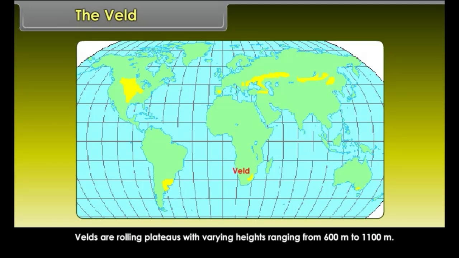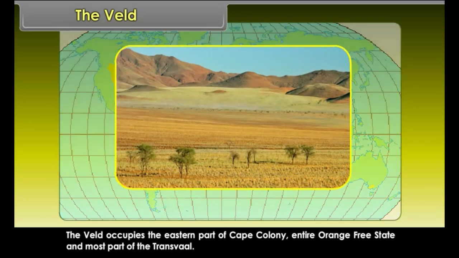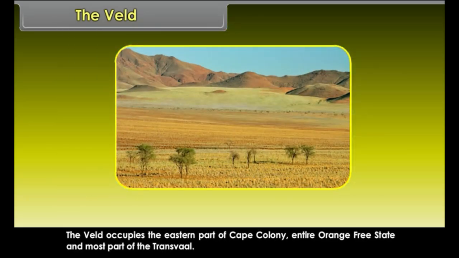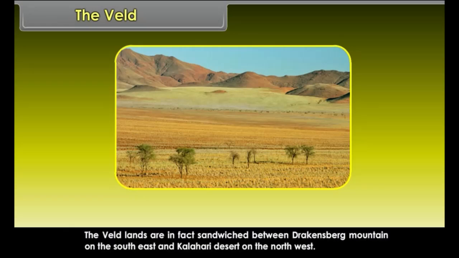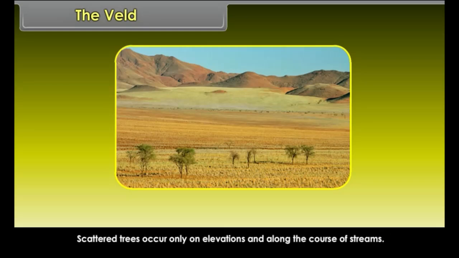Veldts are rolling plateaus with varying heights ranging from 600 meters to 1,100 meters. The Veldt occupies the eastern part of Cape Colony, entire Orange Free State and most part of the Transvaal. The Veldtlands are in fact sandwiched between Drakensberg Mountain on the southeast and Kalahari Desert on the northwest. Scattered trees occur only on elevations and along the course of streams.